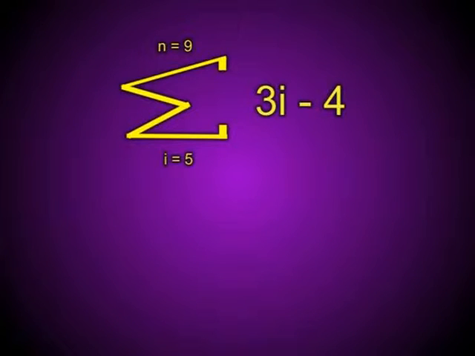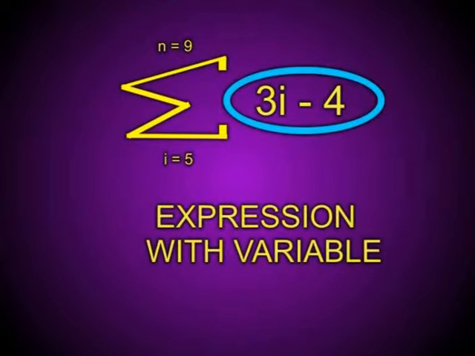It has i or j or x or any variable equals to something. At the top it has n equals to something else. What does all of that mean? Firstly, the expression is going to contain a variable. It can be any expression.